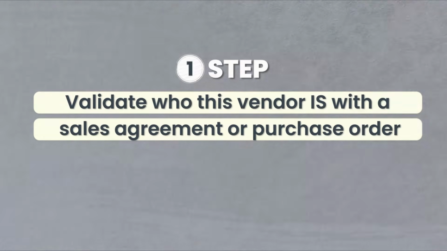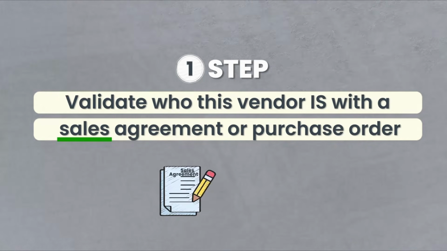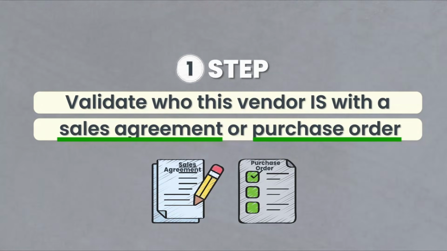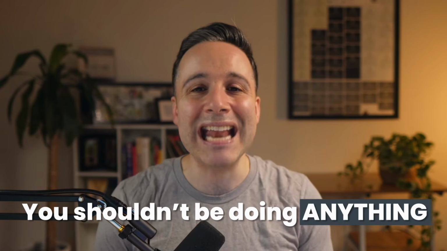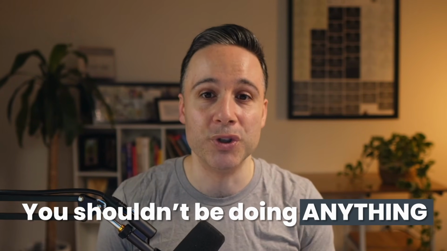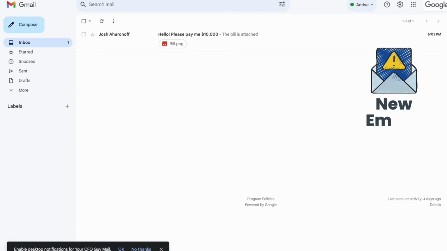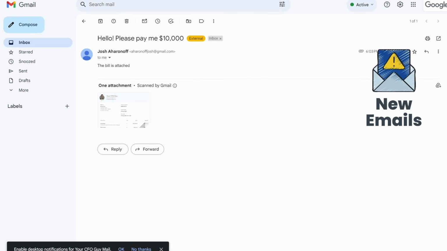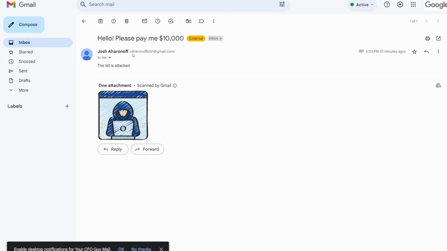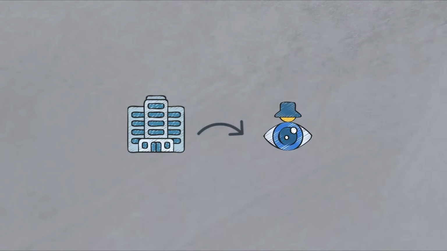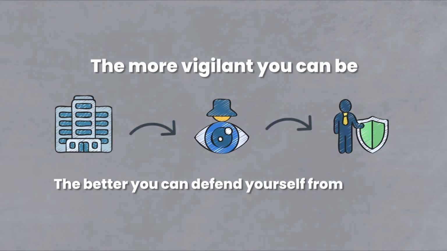So step one is to validate who this vendor is and back up the bill with either a sales agreement or a purchase order. And if you don't have either of those, ask around internally or even ask the vendor directly. You shouldn't be doing anything with a bill from someone that you don't recognize or have express approval to do business with. And be careful of vendors emailing you from new emails. Those will most likely be phishing attempts. Now, almost every company will have this, and the more vigilant you could be, the better you can defend yourself from scams.